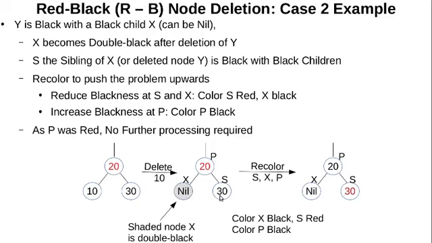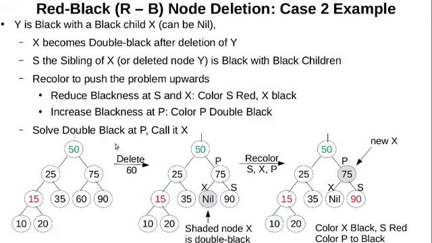So, S turns red and X turns black from double black. Further, we increase the blackness at their parent node 20. Node 20 is red and the increase in blackness makes it black. In this case, no further processing is required as all the red-black tree properties are satisfied. The resultant tree is shown on the right. Let's consider a more complex example of case 2.